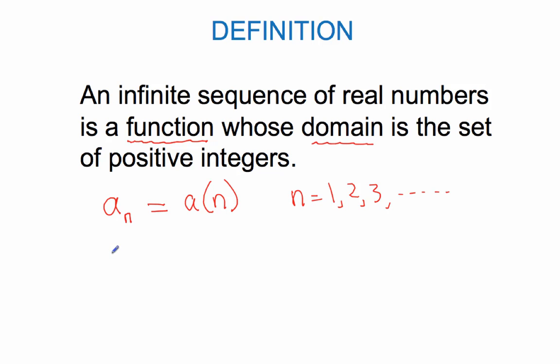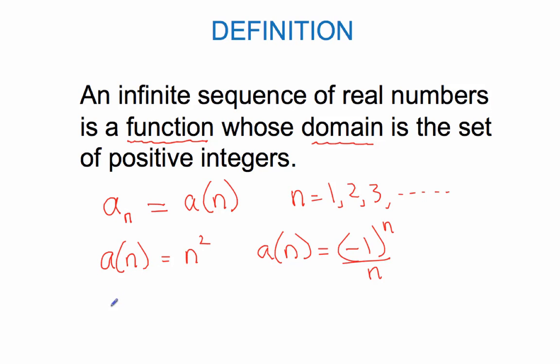Now, we could have earlier on written a of n as n squared, or we could have written a of n as minus 1 to the n over, let's say, n. And this would have been perfectly okay, although we had written a sub n was n squared and a sub n was minus 1 to the n over n. But the point is that this and this are completely equivalent, as of course are this and this. The fact that every element of this infinite sequence can be got from a function with different values of the argument n is something that's going to be very useful for us.